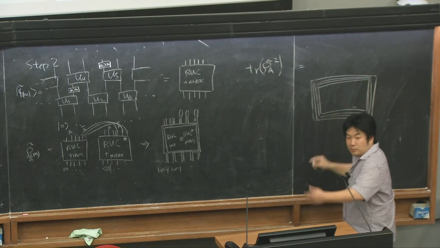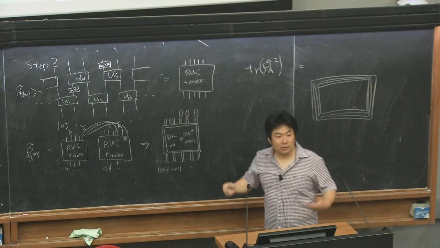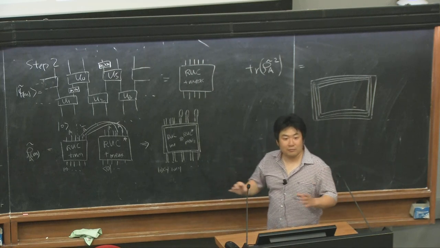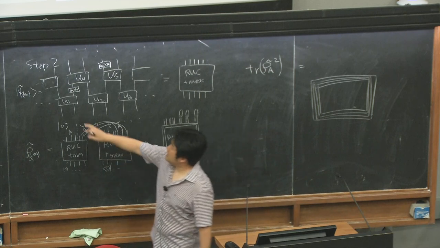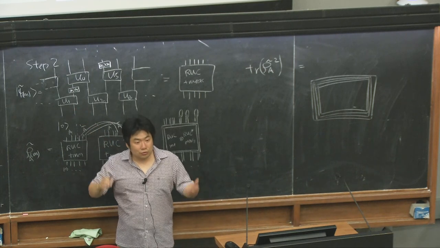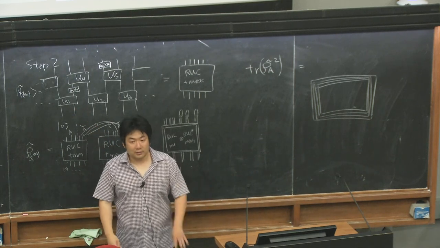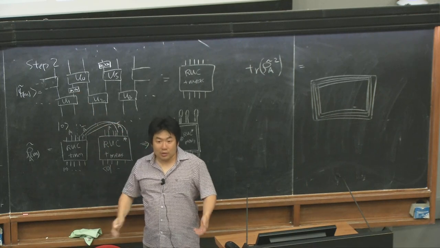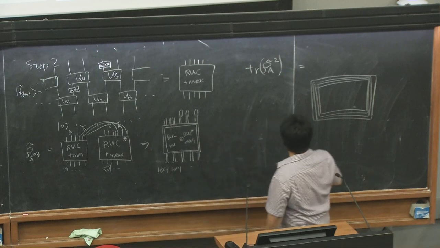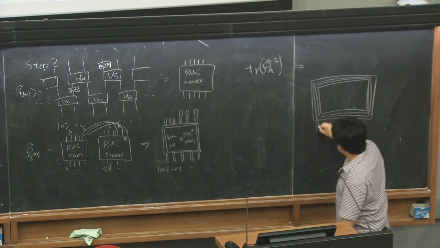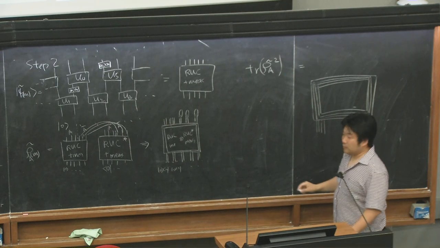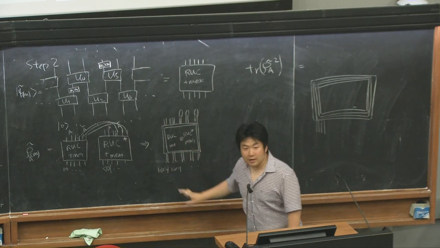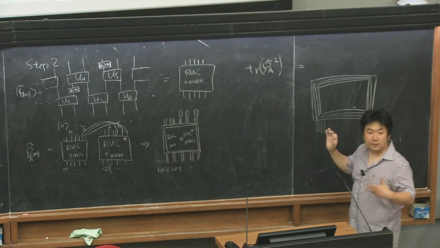So RUC measurement, RUC star measurement, RUC measurement, RUC star measurement, like four copies of the same tensors. Inside, each U appears four times: U, U star, U, U star. All the measurement copies also happen four times. Every qubit is now associated with four lines: one, two, three, four. The first two are from the first copy, and the second two are the second copy.